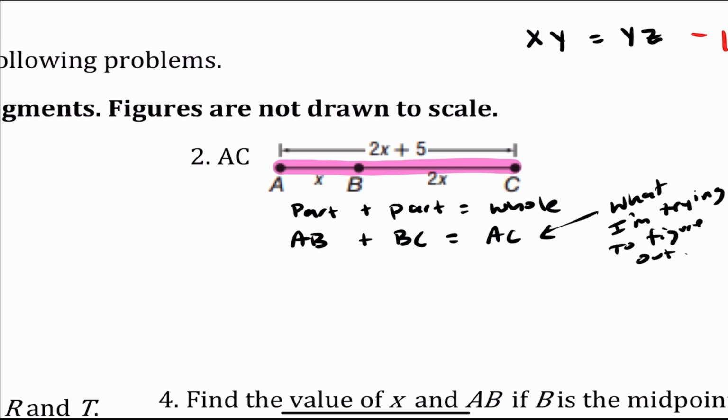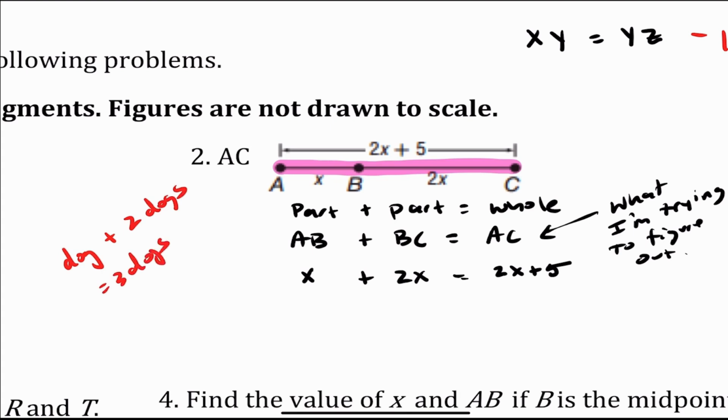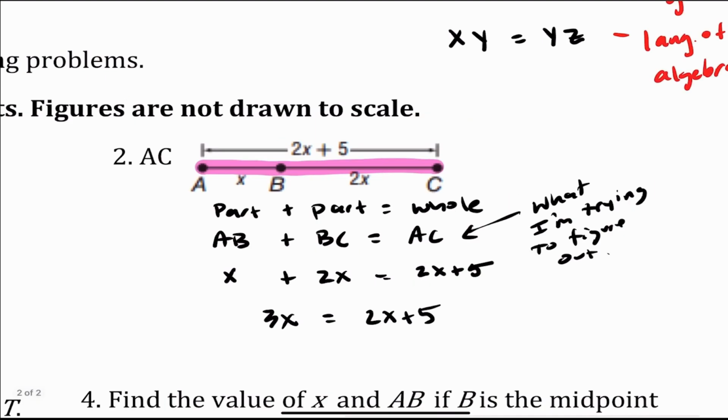All right, so AB is currently x plus BC, which is 2x. And then AC, that whole thing, is 2x plus 5. So remember, if you have a dog plus 2 dogs, how many dogs are there? 3 dogs. So if we have 1x plus 2x, how many x's are there? There are 3 x's, which is equal to 2x plus 5. And as you can see, we're doing algebra here.